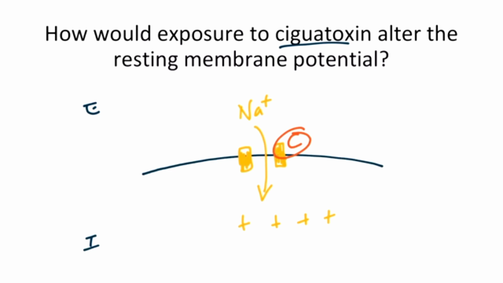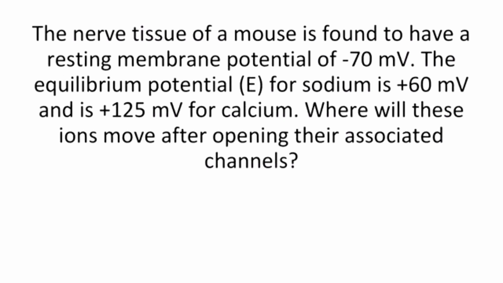Okay, let's do one more question. The nerve tissue of a mouse is found to have a resting membrane potential of negative 70 millivolts. The equilibrium potential for sodium is positive 60 millivolts, and is positive 125 millivolts for calcium. Where will these ions move after opening their associated channels?